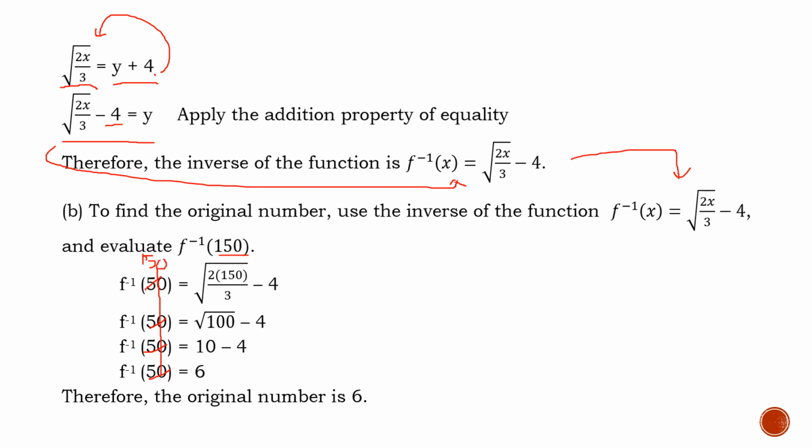Once we substitute 150 as the value of x in the inverse function, it becomes the square root of 2 multiplied by 150 over 3, minus 4. 2 multiplied by 150 is 300, over 3 is 100. So it becomes the square root of 100 minus 4. We simply copy the negative 4. The square root of 100 is 10, minus 4, then it becomes 6. So the resulting value is positive 6, meaning to say that the original number is positive 6.